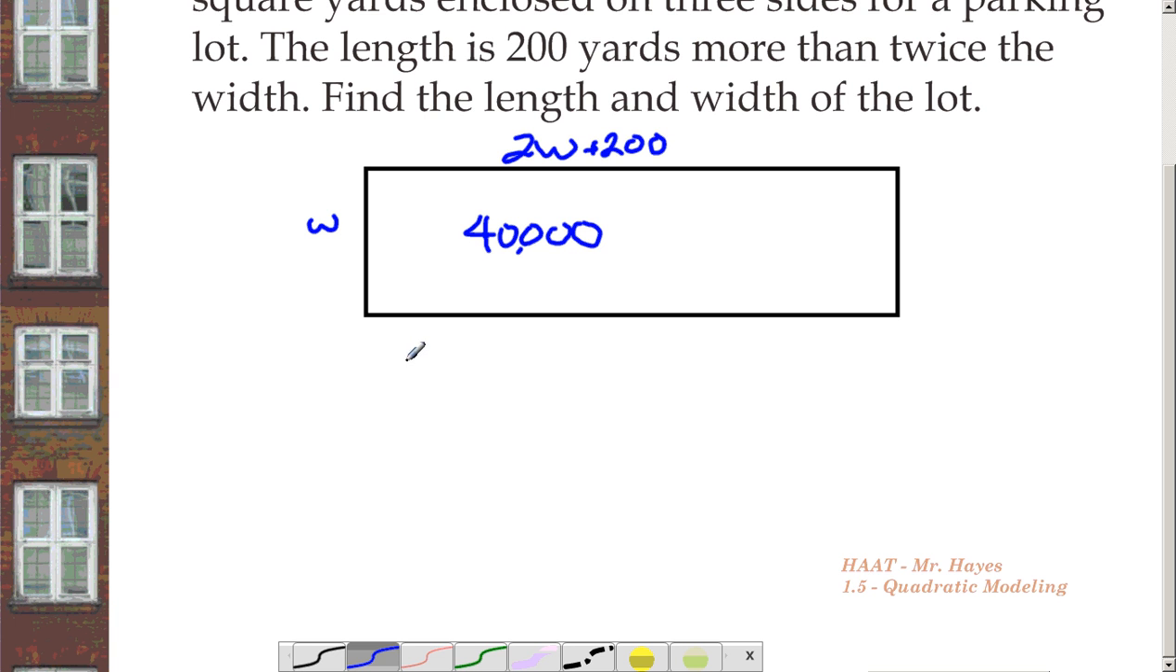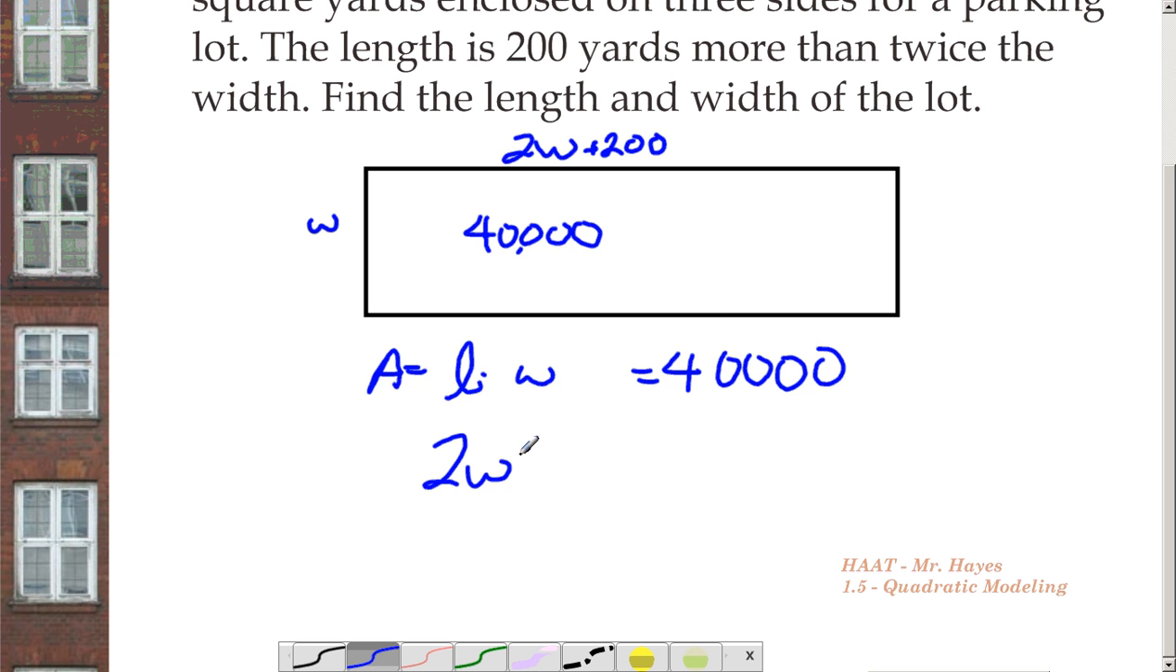So anyway, remember area is length times width on these things, right? So area equals length times width, and it's also equal to, in our case, 40,000 square yards. So your length is going to be 2w plus 200. Your width is w. And so now you have a quadratic equation.